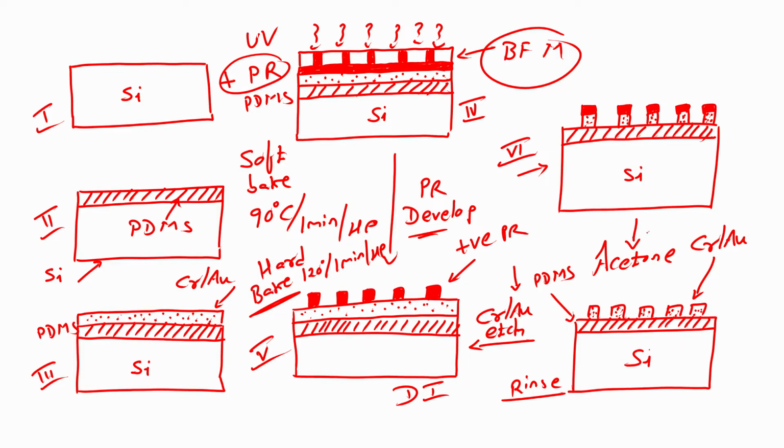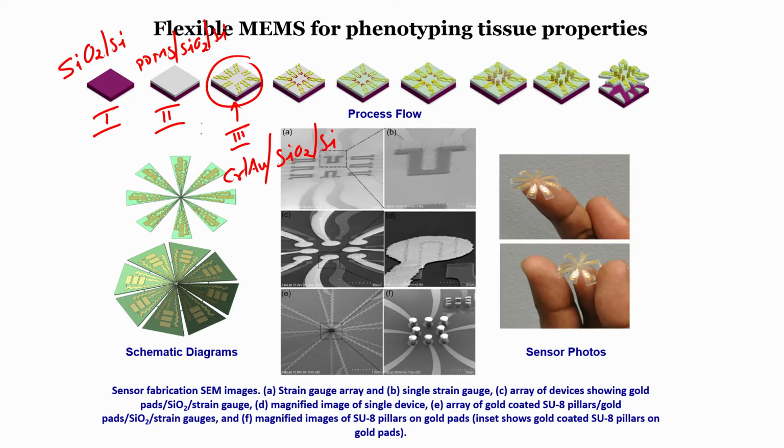After this, the next step will be to dip the wafer in acetone. Acetone will act as a photoresist stripper, and then we have the step number 7 or the step number 3, which is shown in this particular slide, alright.